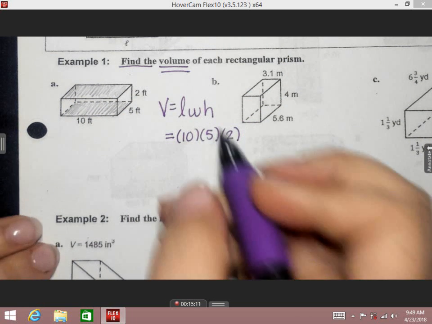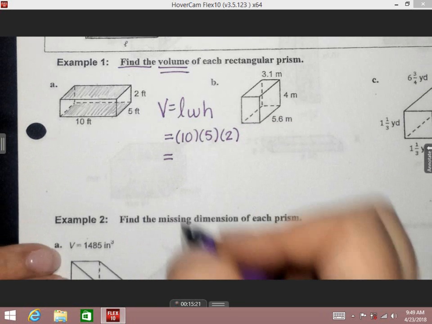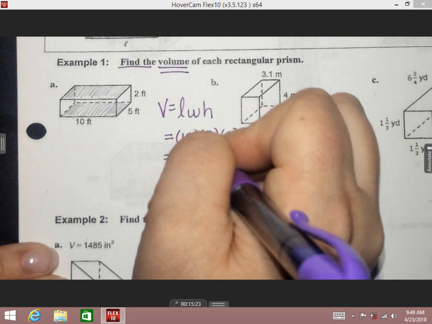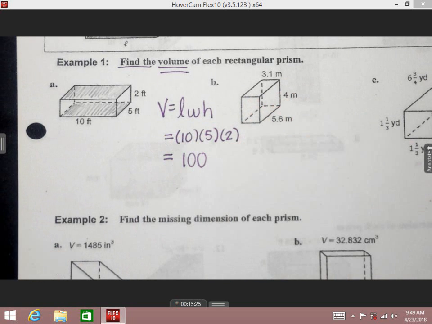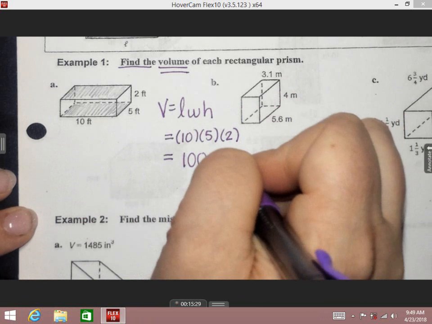Okay, so guys, you can do that calculation in your head, 10 times 5 times 2, or you can use calculators again. What do we get when we do 10 times 5 times 2? Chloe? 100. All right, now guys, we still have to put a measurement there, so this is talking about feet.